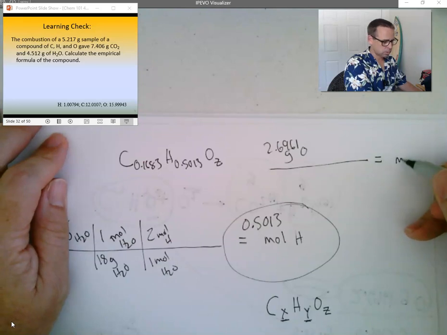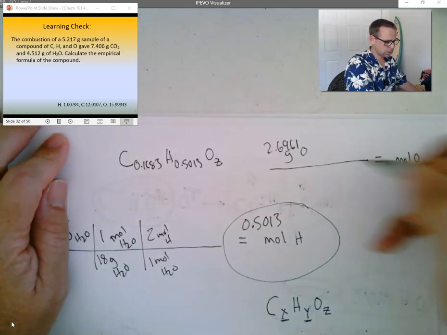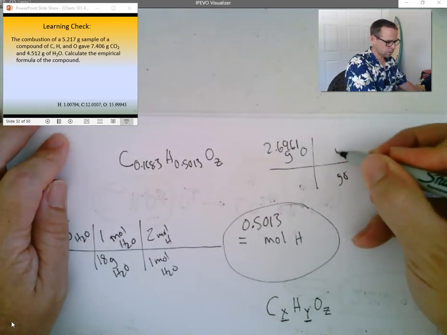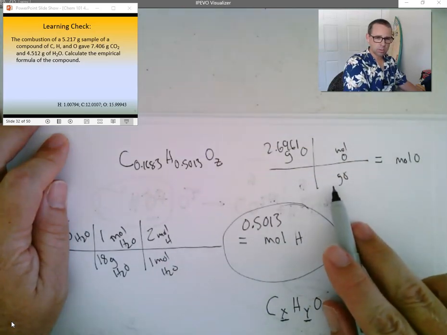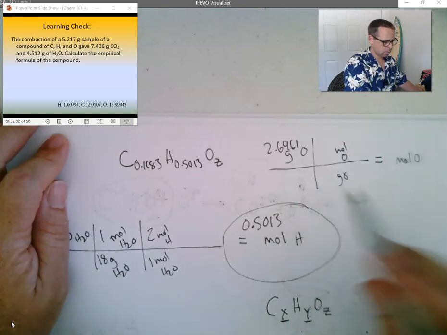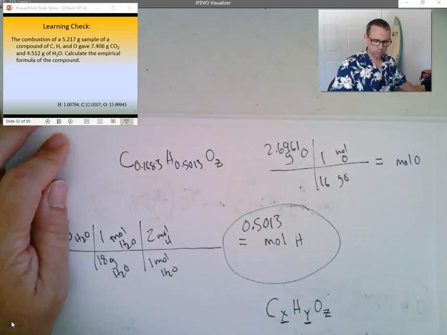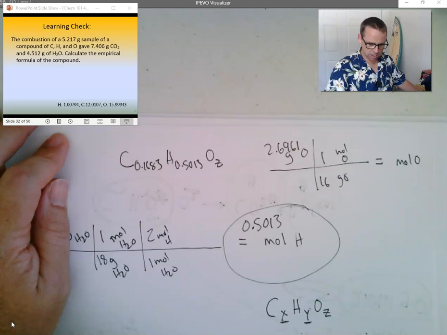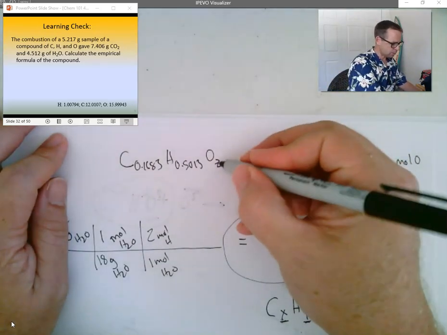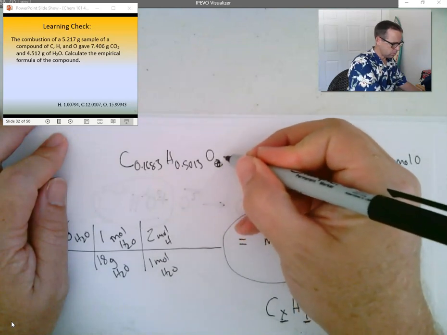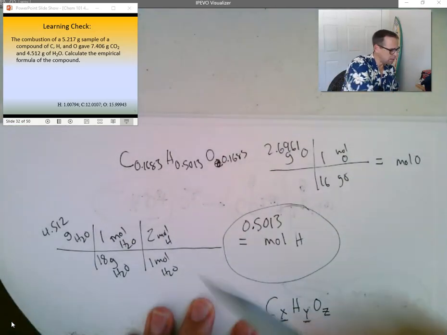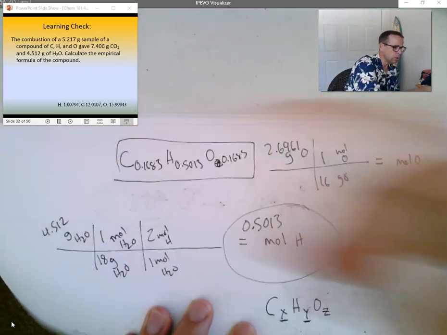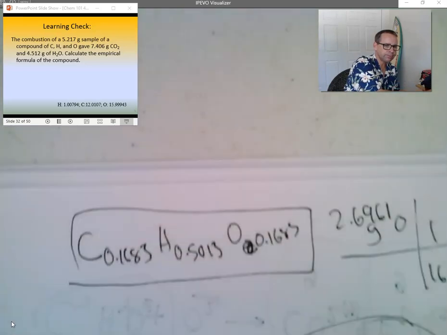Turn it into moles of oxygen. That's right. Grams of oxygen, moles of oxygen. On the periodic table, it's what? How many? 16. 16 grams per mole. So I take my 2.6961 and divide it by the 16, and then I get 0.1685. All right, now how do I get this into a whole number?